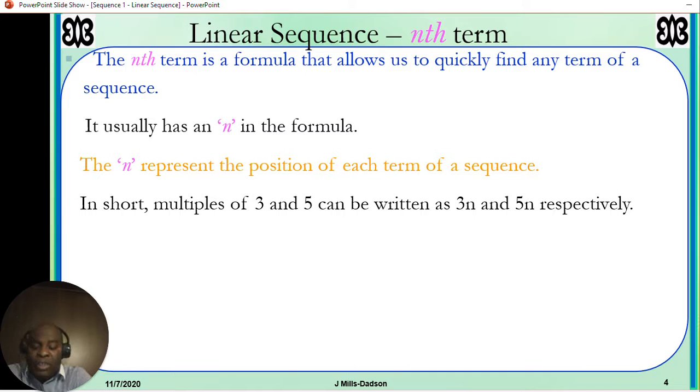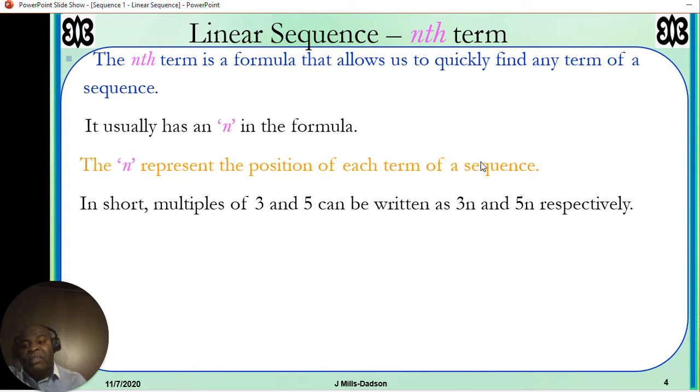Now, I want you to understand something. In algebra, we make use of letters to simplify things. Saying 3 times table or multiples of 3, we represent multiples of 3 as 3n, and we represent multiples of 5 as 5n. As I said before, n represents the position of each of the terms in the sequence. So in the multiples of 3, the first multiple of 3 is 3, because 3 times 1 gives you 3. If you want the second number, n becomes 2.